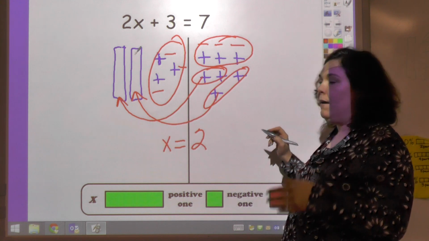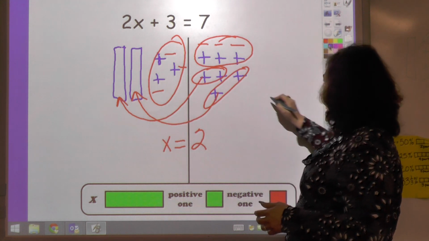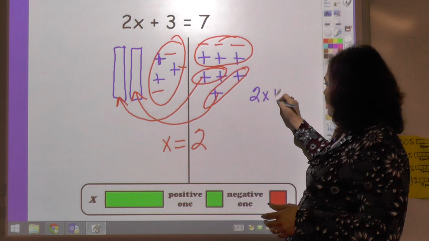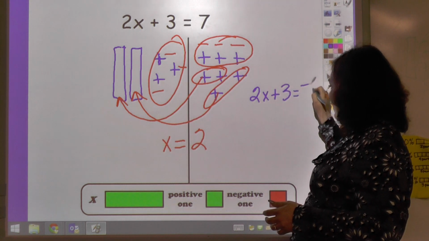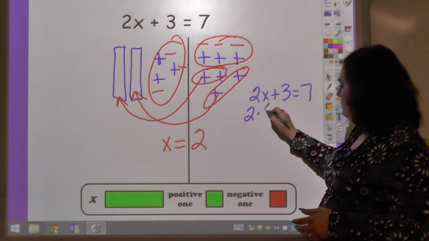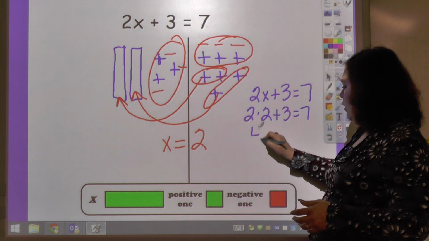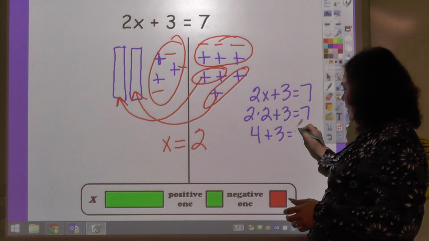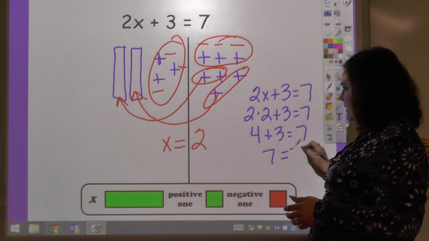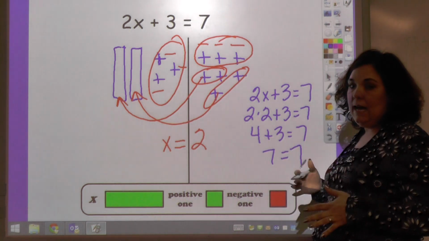Now let's put it all back in to our equation. So I've got 2x plus 3 equals 7. So 2 times 2 plus 3 equals 7. So 4 plus 3 equals 7. So 7 equals 7. So that's how it works.